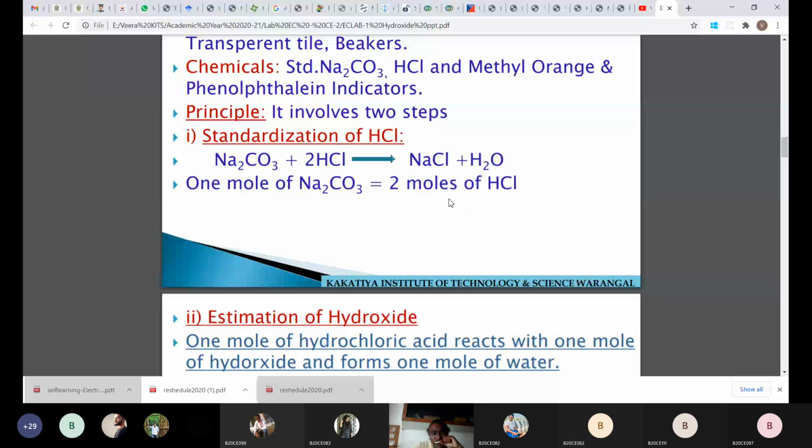M1 V1 by N1 is equal to M2 V2 by N2. Here this is N1, this is N2. So N1 is 1, N2 is 2, and M1 V1 and M2 V2. You will come to that in the next steps. So this is the first step. So the second step is, wait.